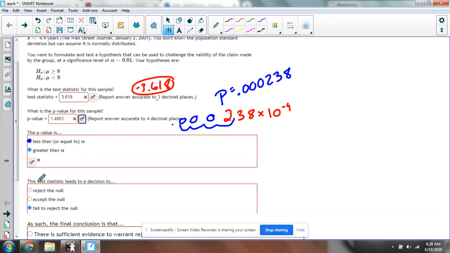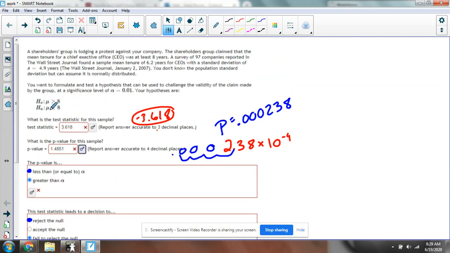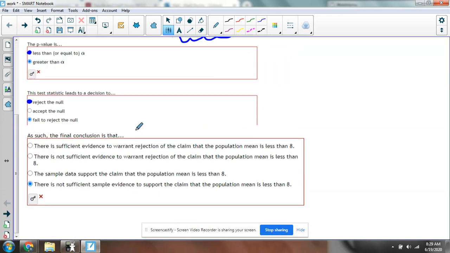Okay. So then if the p is low, we're going to reject the null hypothesis. So p is low, we reject H0. So we will reject H0. So if we reject the null, that means there's sufficient evidence to show the alternative. So we always want to write our conclusion in terms of the alternative. So there is sufficient evidence to show.